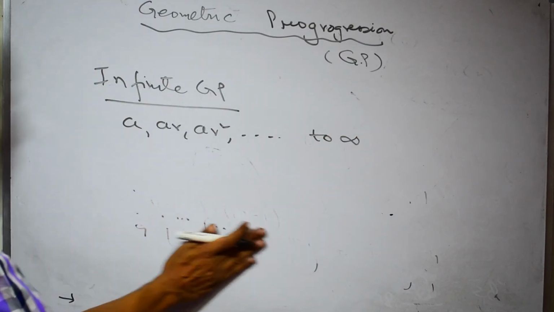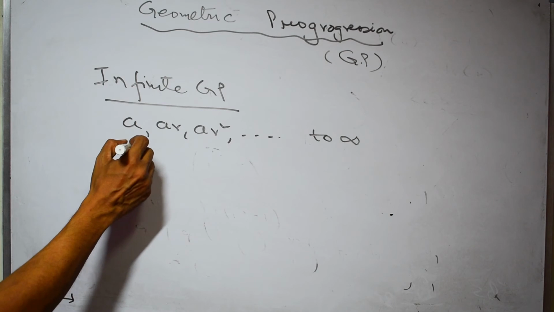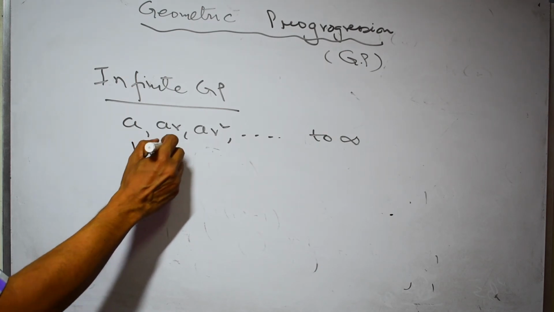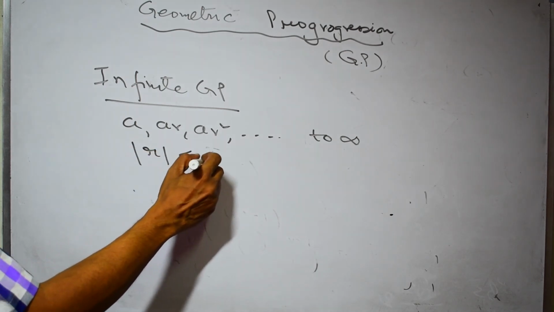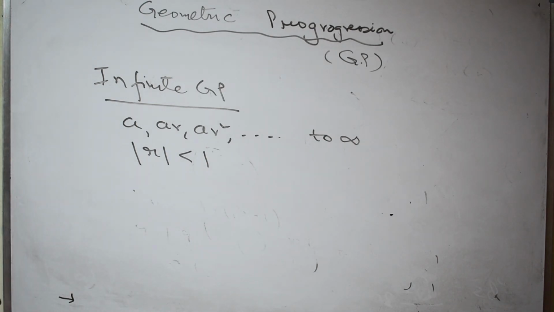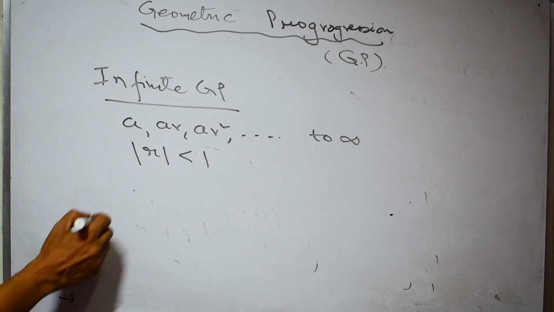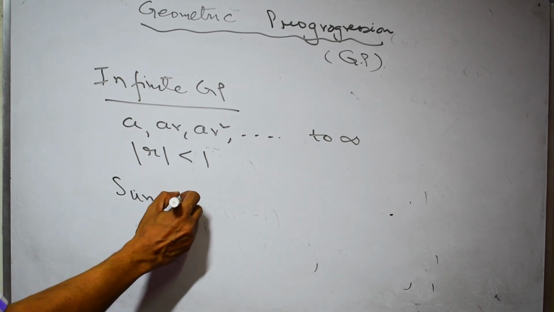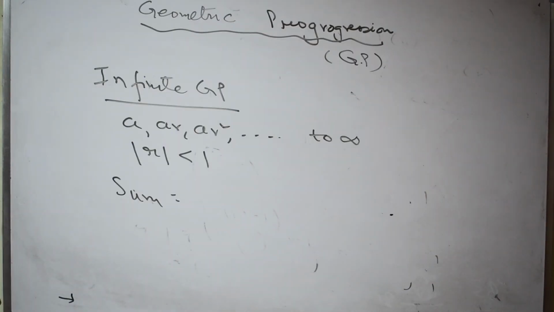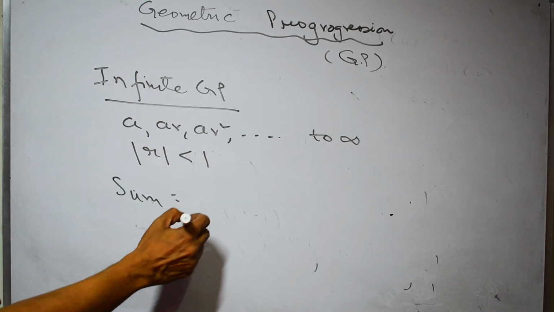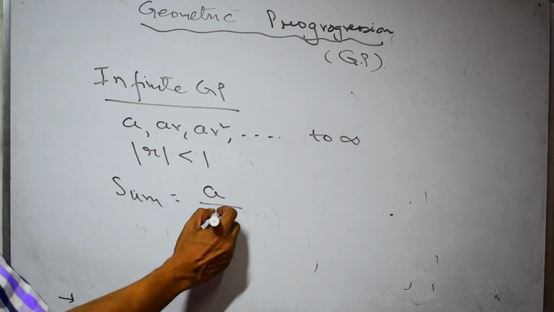So we have a very simple formula to remember. The condition is that the value of R should not be more than 1. It should be less than 1. That means it's a case of the total sum to infinity of a GP. All the terms, if you continue, form a decreasing GP ultimately. If R is less than 1, then the sum will be A by 1 minus R.